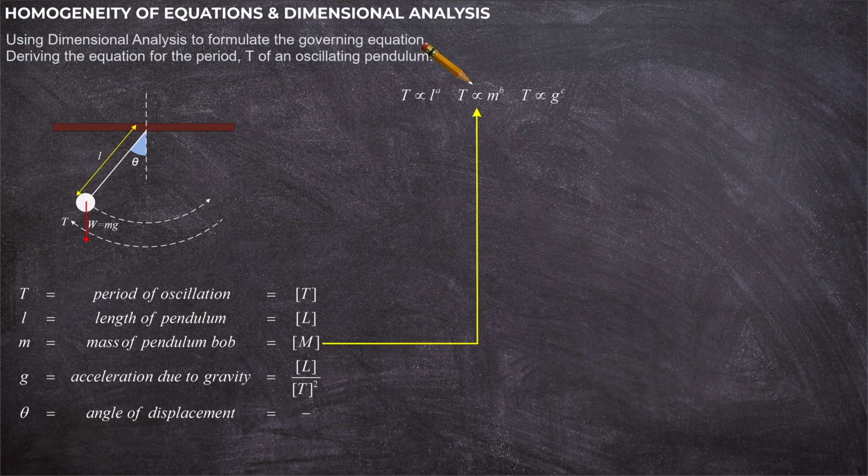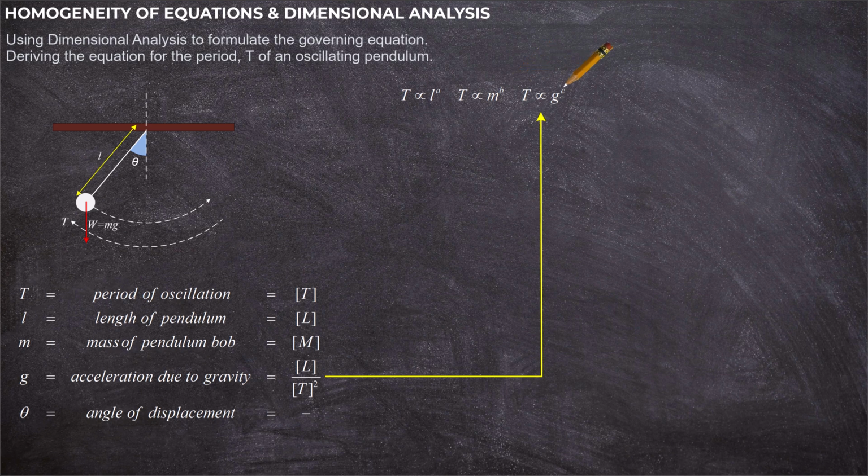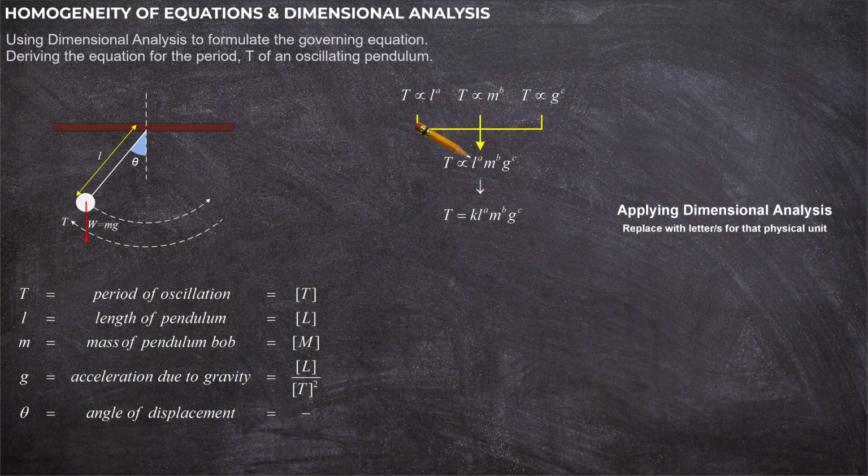T could be directly or inversely proportional to mass m, thus m to the power of b. T could be directly or inversely proportional to g, thus g to the power of c. T could be directly or inversely proportional to the angle theta, but because angles are dimensionless, it is ignored. To arrive at the equation, we let the period T be proportional to each of the other possible physical quantities with an unknown power on each of them. Combining them results in T directly proportional to the product of L, m, and g with their respective powers. Removing the proportionality symbol, we introduce the constant of proportionality, k.